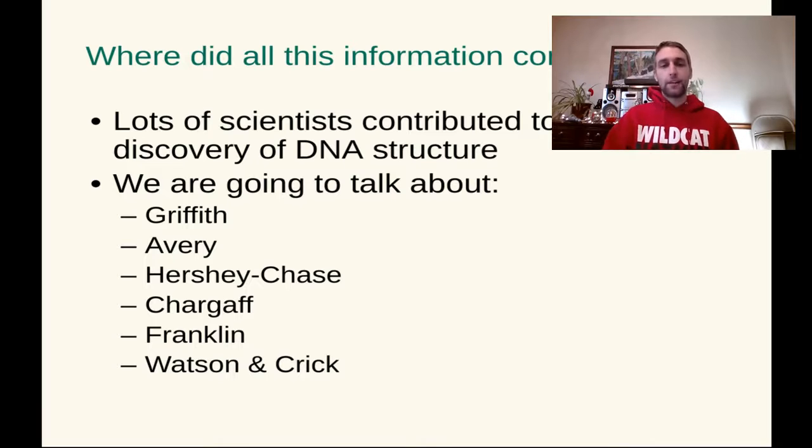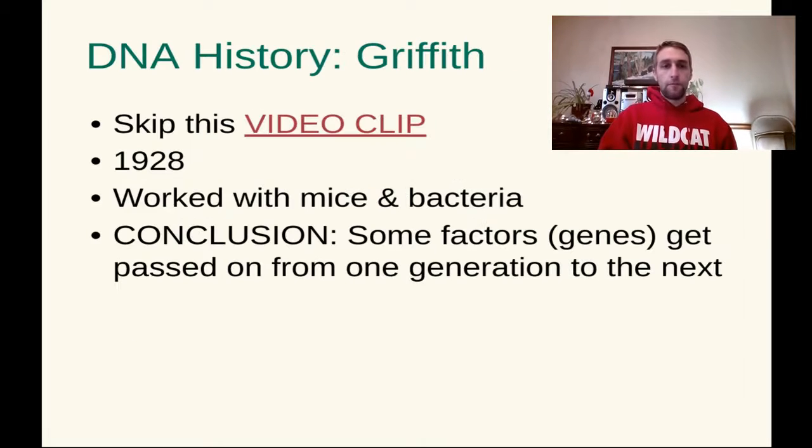This is a really simplified explanation, but these are some of the biggest discoveries that happened to get us to this point. So the first one is an experiment done by Griffith in 1928. He worked with mice and bacteria. And the ultimate conclusion of this experiment was that something gets passed from one generation to the next. Some physical molecule gets passed from one generation to the next generation that includes information about that species or information about that individual. Today we call those genes.